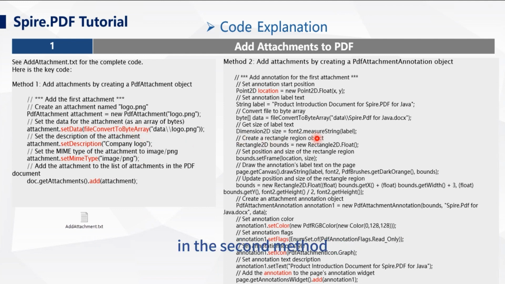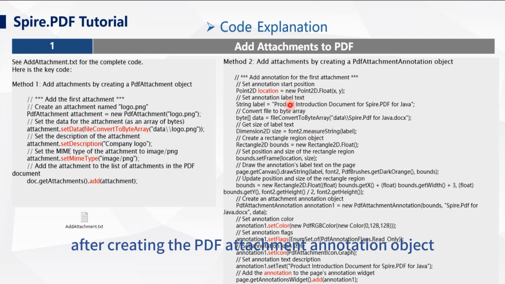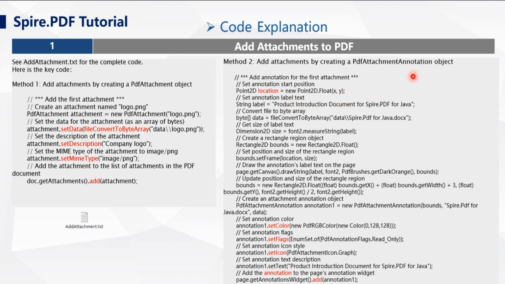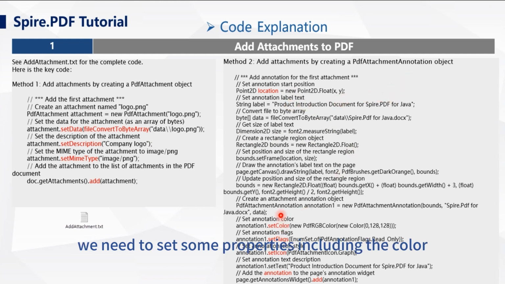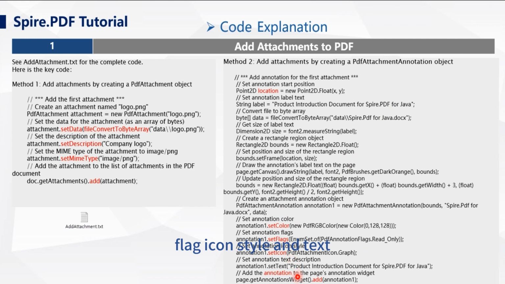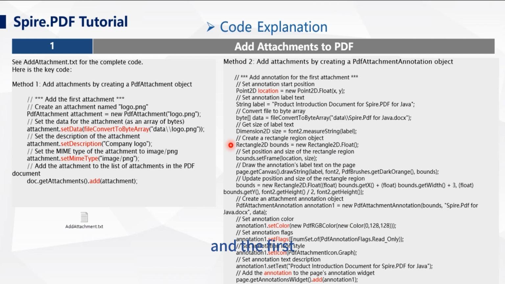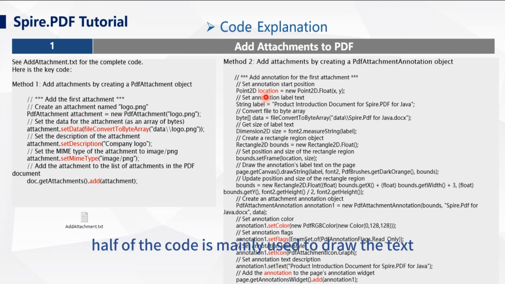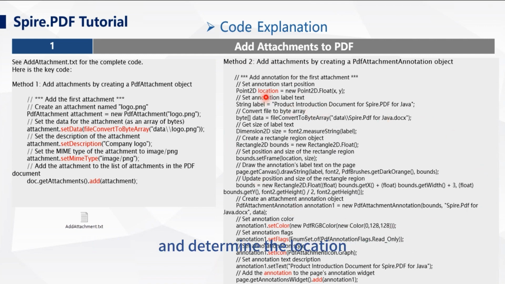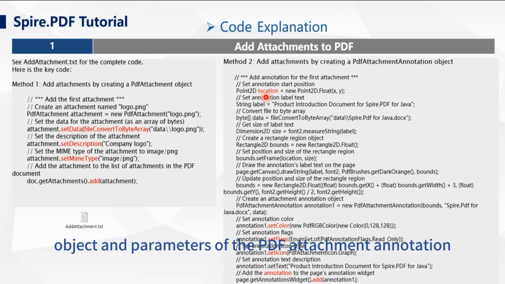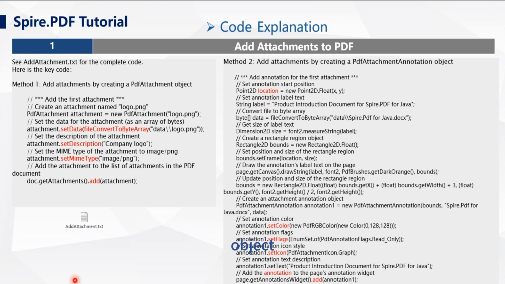In the second method, after creating the PDF attachment annotation object, we need to set some properties including the color, flag, icon style and text. Finally, add the PDF attachment annotation object with properties to the annotation control of the pages. And the first half of the code is mainly used to draw the text and determine the location object and parameters of the PDF attachment annotation object.